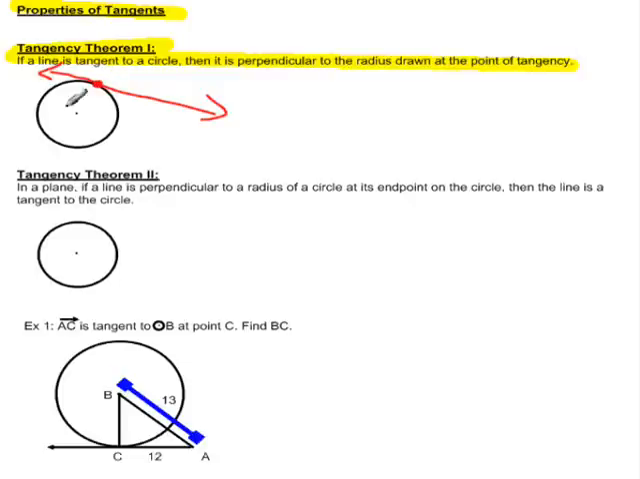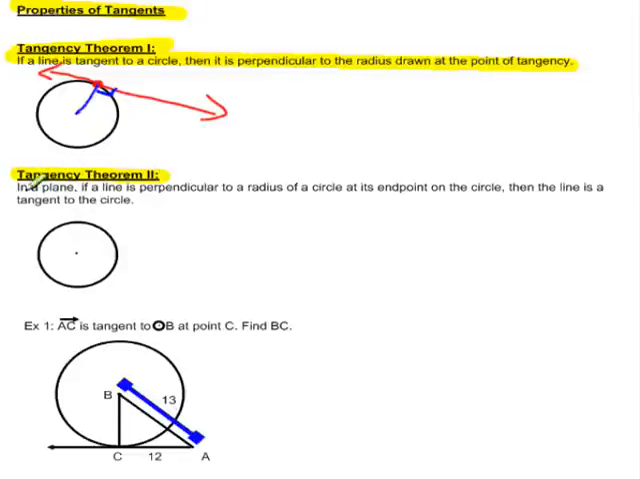Then if you have a radius drawn to that point of tangency, it's telling you that this makes a right angle. And you will always know that that's a right angle.